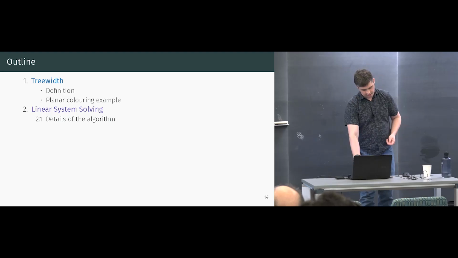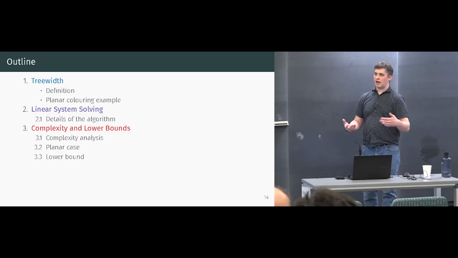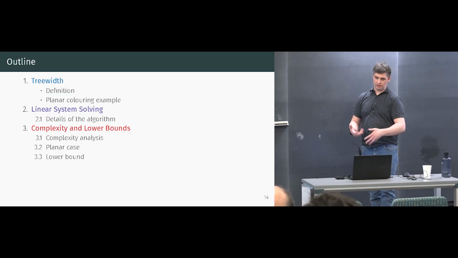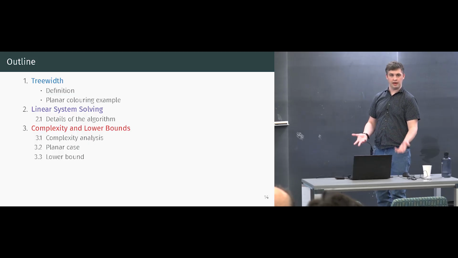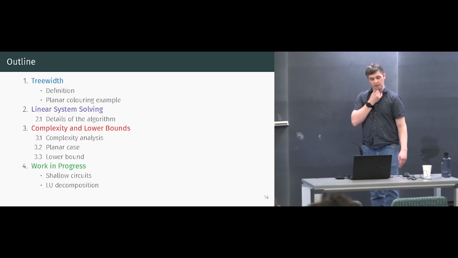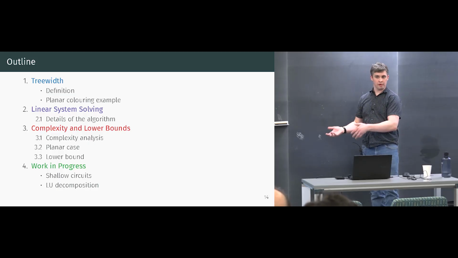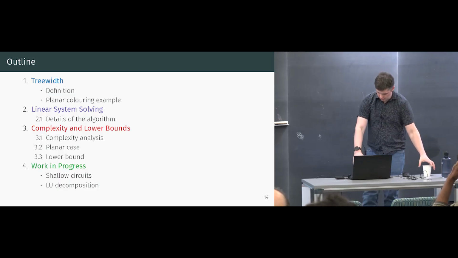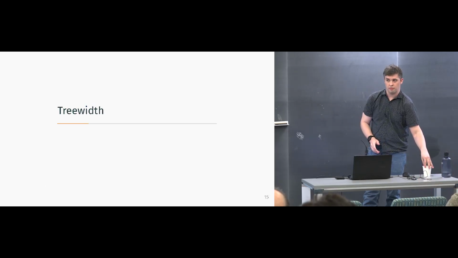That's a tiny bit technical. We'll talk about the complexity of it, and we have a lower bound. It depends on a conjecture, but we have at least an argument that this is the right complexity for the problem, that you can't do better. And then if there's time after that, I'll talk about what I would ordinarily call future work, but we're working on it right now, so it's work in progress. Okay, so tree width then, unless there are questions.